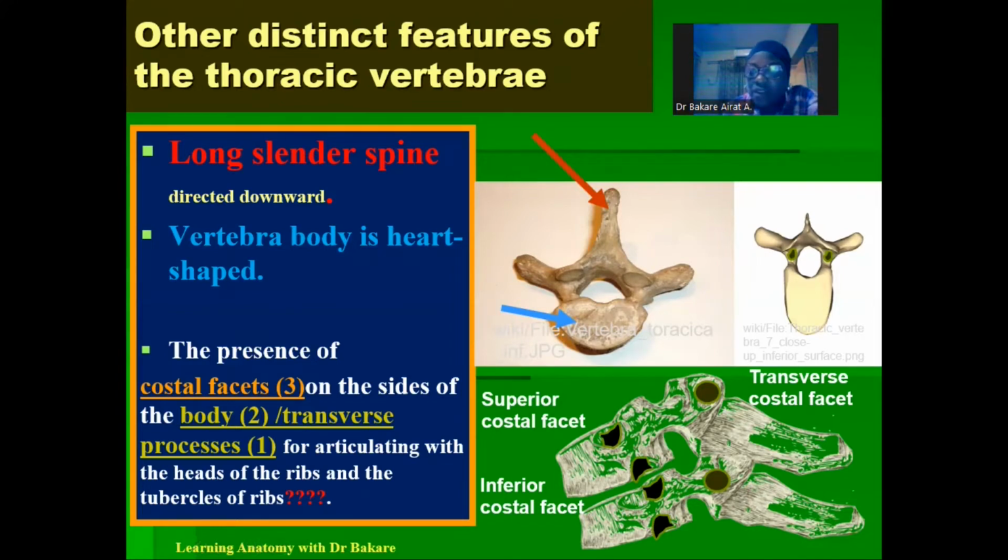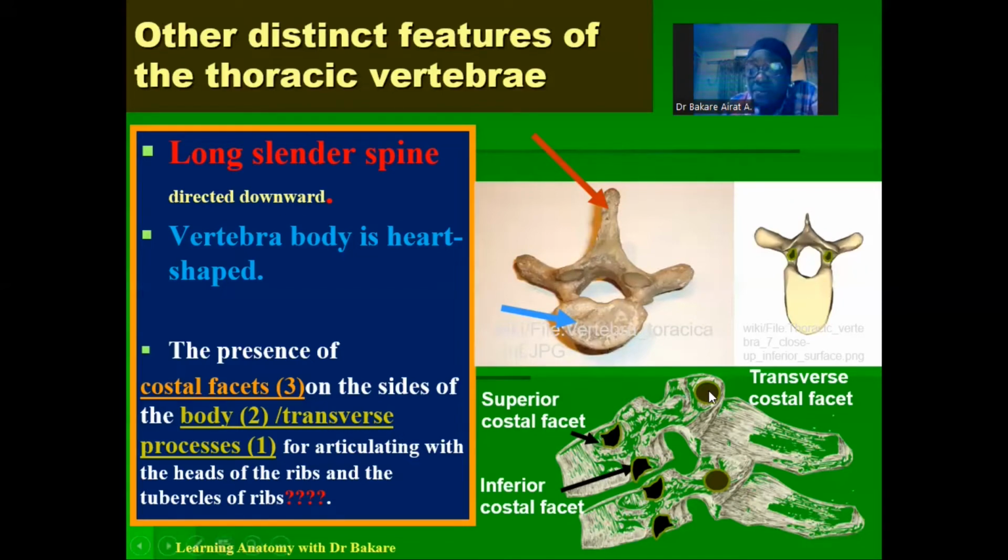So we have 3 costal facets on one side. We have 2 on the body and we have 1 on the transverse process. For the body, we have the superior costal facet, and this is the superior costal facet. More inferior, we have the inferior costal facet, and this is the inferior costal facet. So we have 2 facets on one side of the body. If you go to the other side of the body, we also have the superior and the inferior costal facet, making 4 costal facets on the body. We have 2 on one side and 2 on the other side.